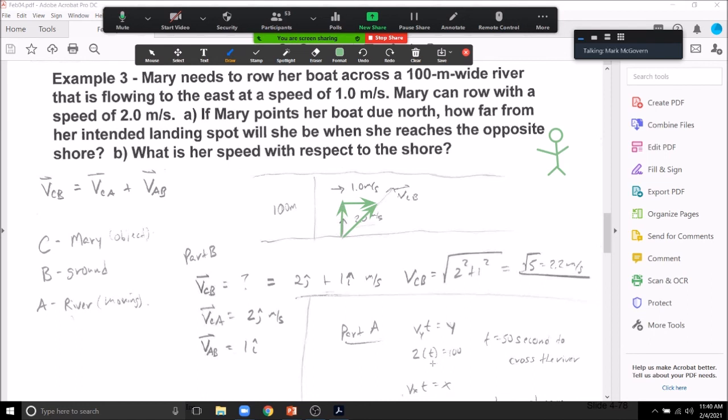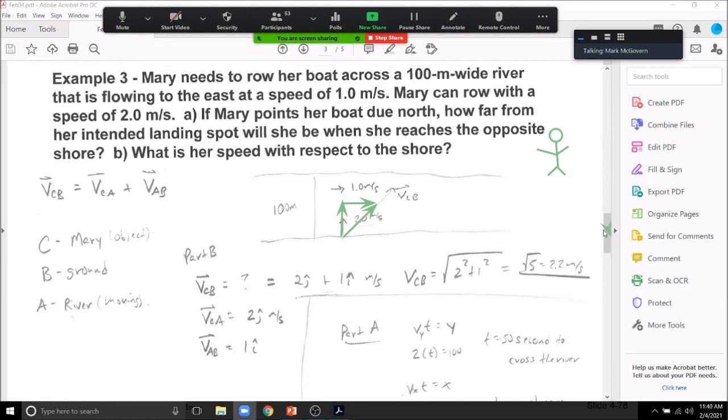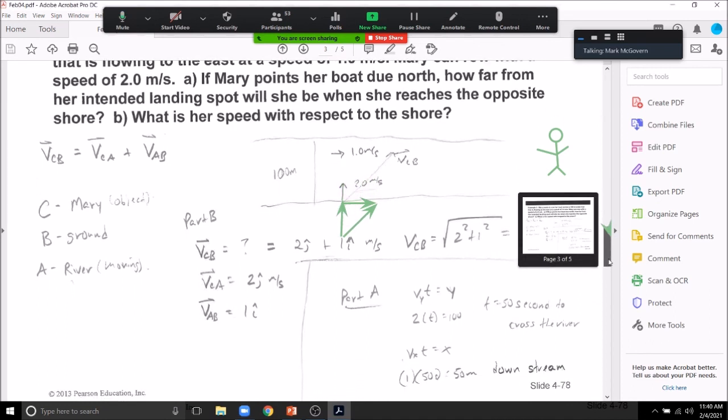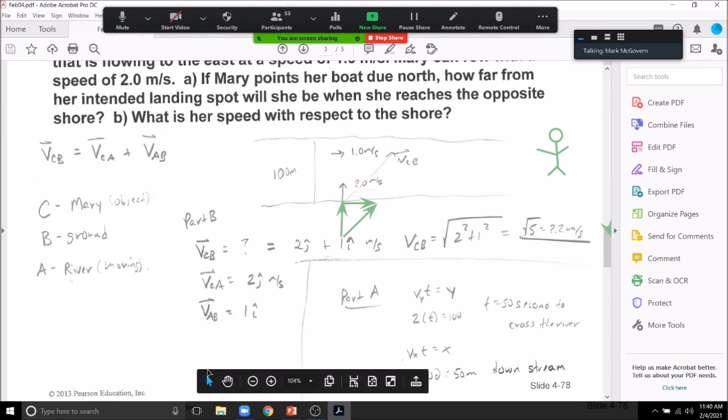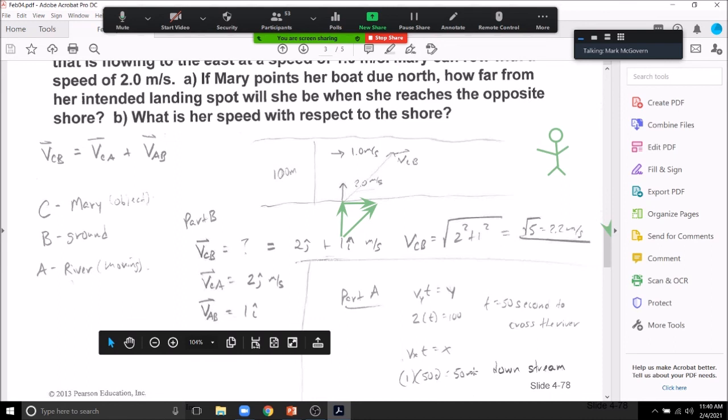So if going at 2 meters per second relative to the river, and you want to go 100 meters, that's going to take you 50 seconds to do that. Okay, so if the river is pushing you at 1 meter per second for 50 seconds, you're going to end up 50 meters downstream then. So maybe she anticipated that, knowing how fast she can go and what the river's doing. She sets up 50 meters back.